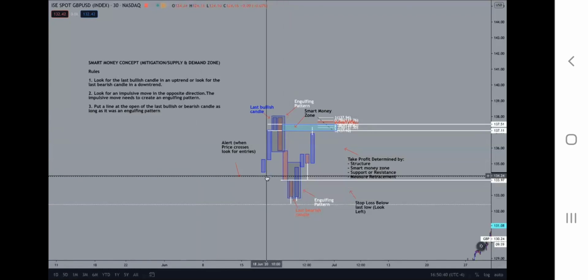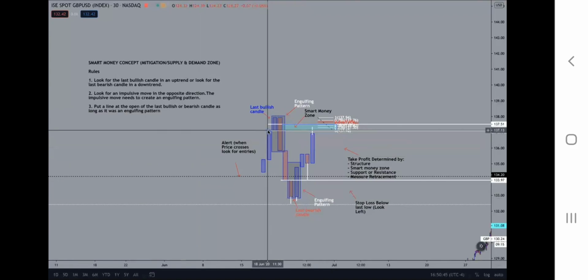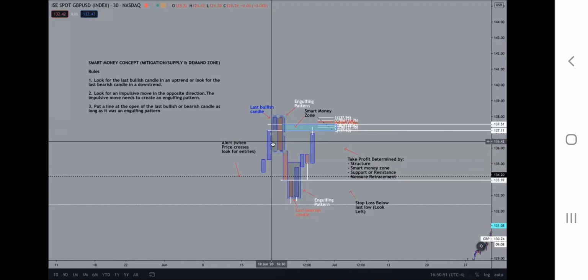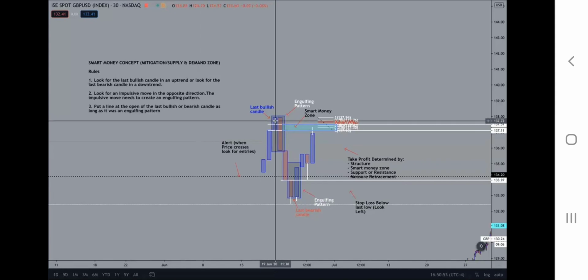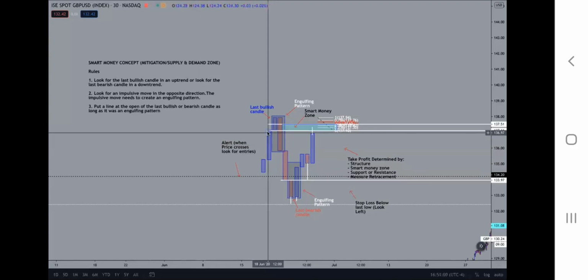So now once we found this pattern, we want to put a line at the open of the engulfed candle, right? The engulfed candle in this situation is the bullish candle, you see? That was the last candle that moved up. The red candle engulfed that candle, right? So we put a line at the open.